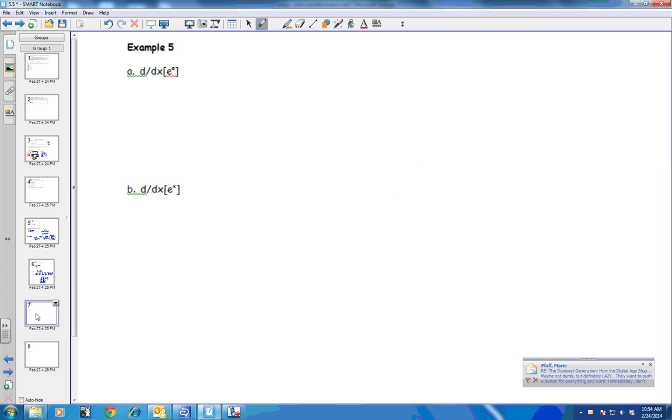Okay. Example 5, I'm finding the derivative of some function. So I just threw in all kinds of different derivatives for you to find. Okay. This is, and it's kind of hard to see. I need to find the derivative of e to the e. The derivative of e to the e. Well, remember, e is just some number, 2.7, raised to the 2.7. So isn't this just a constant? So if this is just a constant, my derivative is 0 because the derivative of any constant is 0.